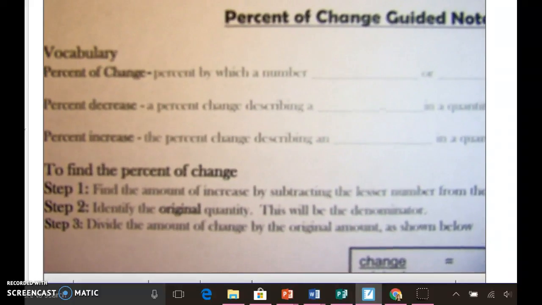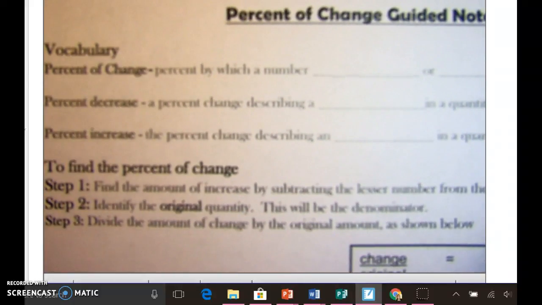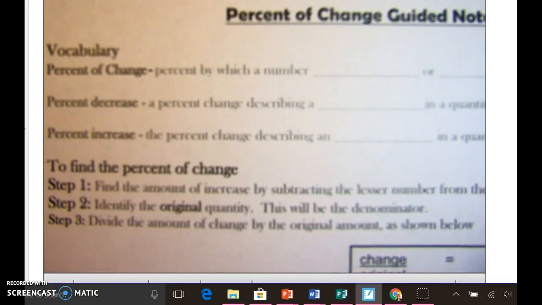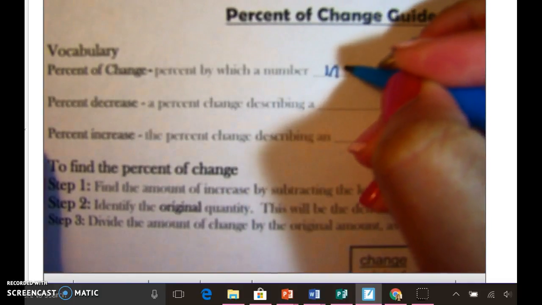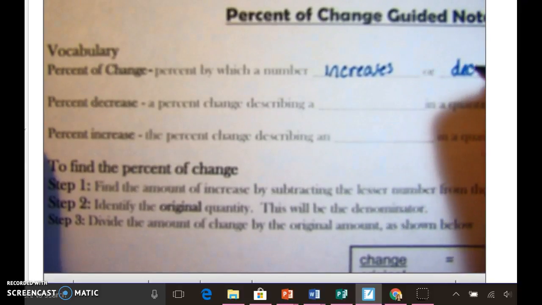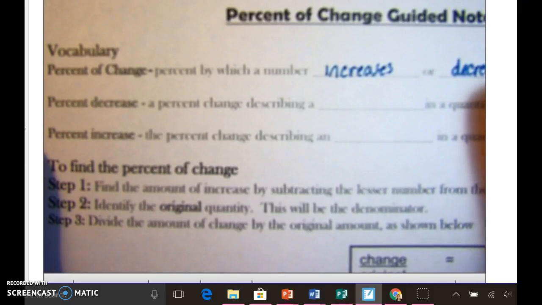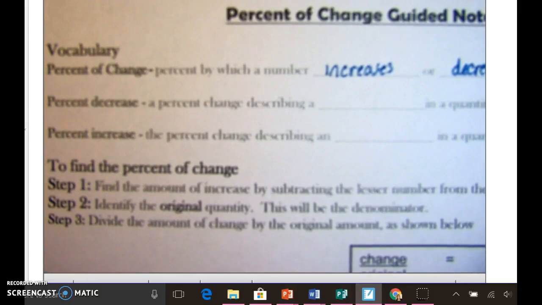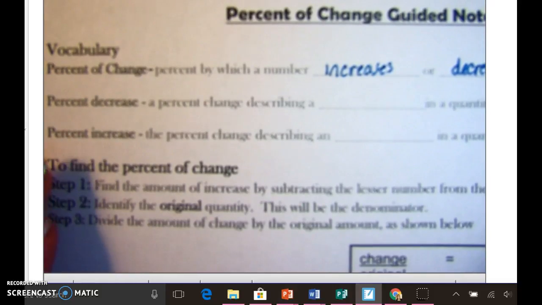Today we're learning about percent of change. Let's talk about a little bit of vocabulary. Percent of change is the percent by which a number changes. When a number changes, an amount changes, it can increase or it can decrease. So the percent of change is the percent by which an amount increases or decreases.